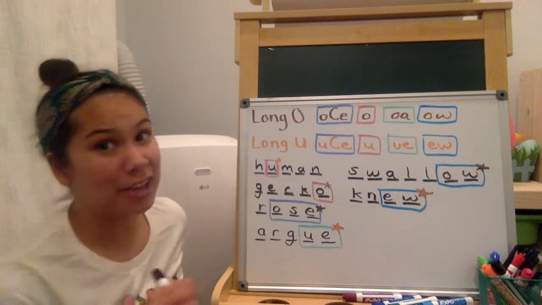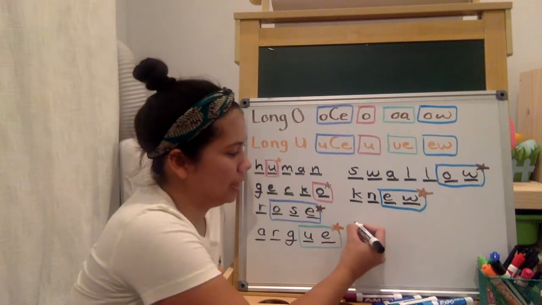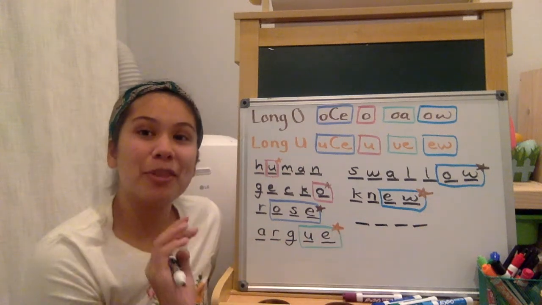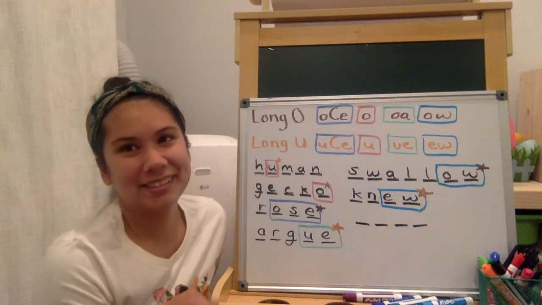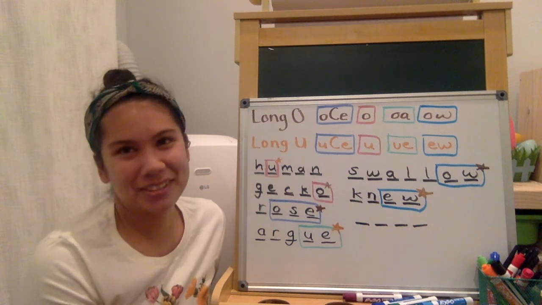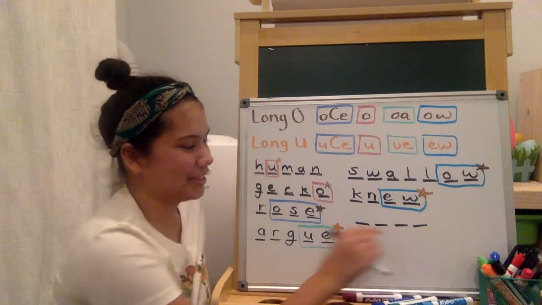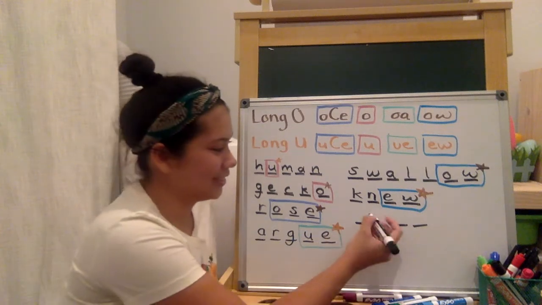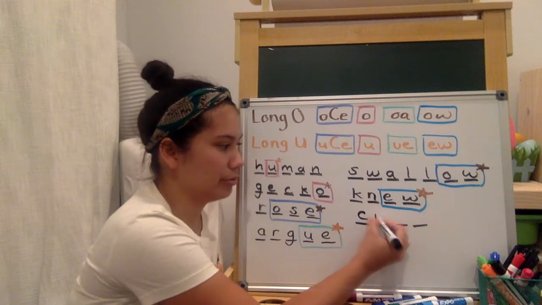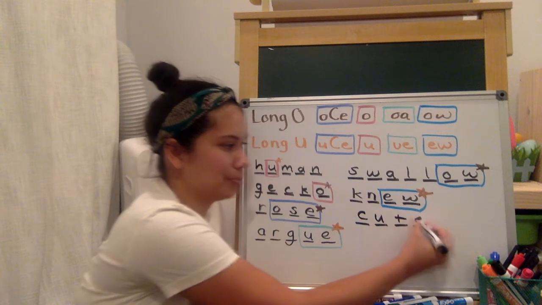It's got 4 dashes. 1, 2, 3, 4. 4 dashes, and the word is cute. My daughter Jade is so cute. Pause if you need time to think. Do you hear a long O or do you hear a long U? Cute.